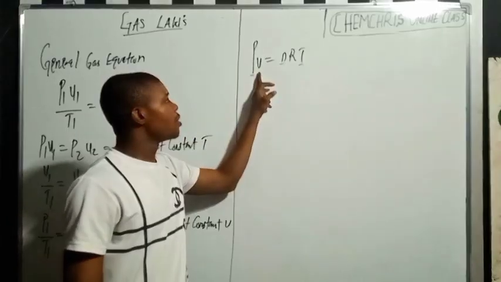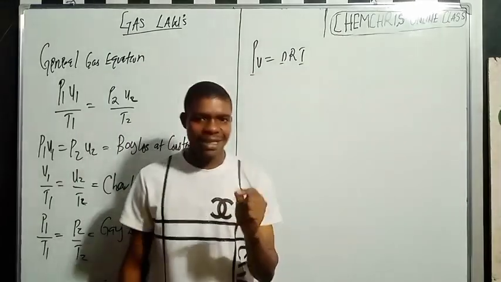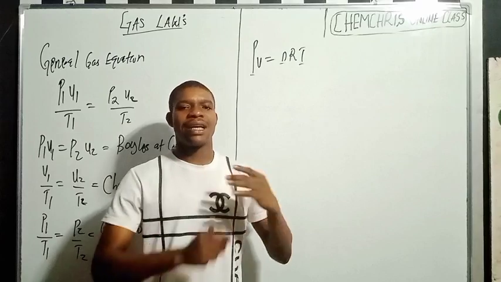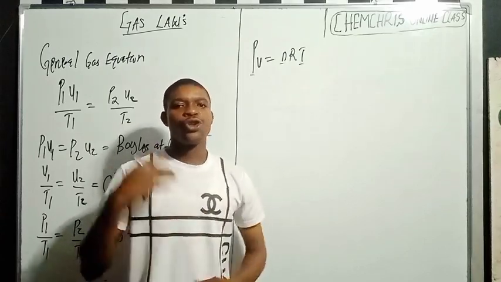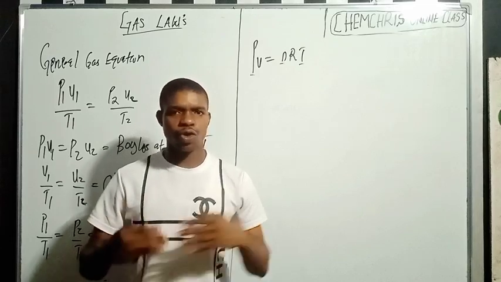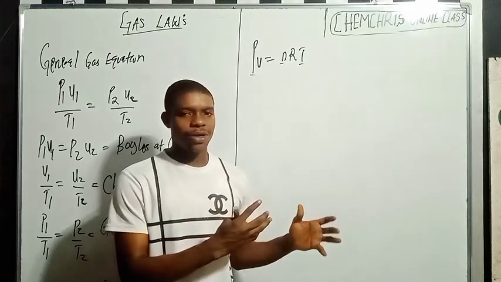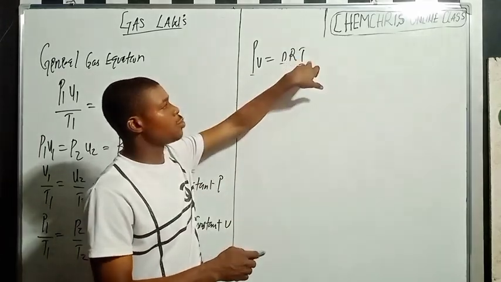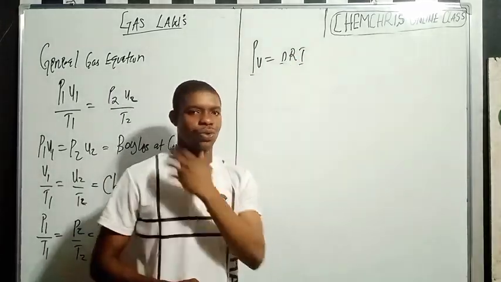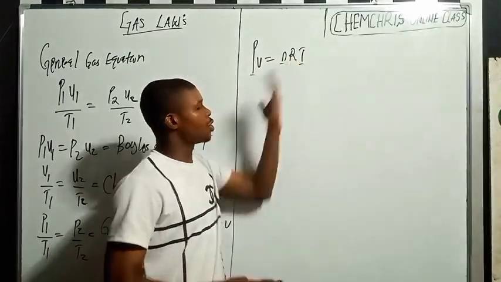Now, volume you need to convert to liter or dm cube. Whenever the volume is not given in dm cube or liter, you need to convert it to dm cube or liter. How do you convert all these things here? I'm going to teach you as we move on. Then you must convert degree centigrade to Kelvin.